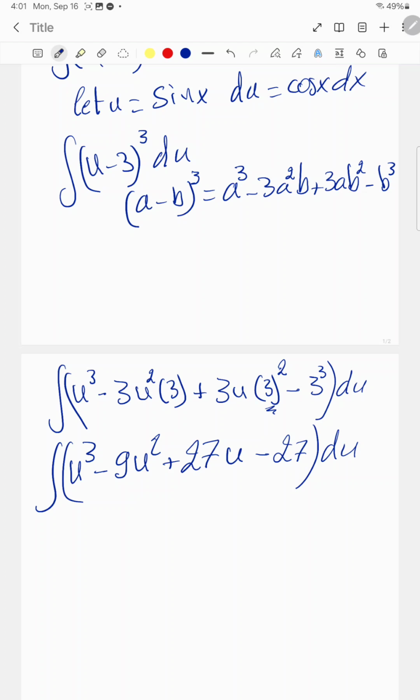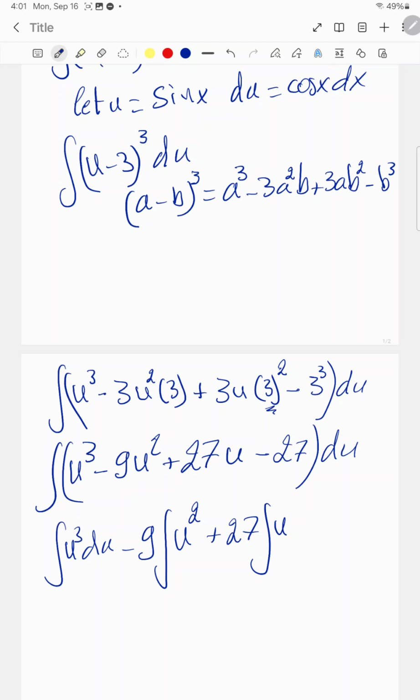And now, because there is a plus between my terms, I can divide it into many integrals. It becomes the integral of u^3 du − 9 times the integral of u^2 du + 27 times the integral of u du − 27 times the integral of du. Whenever there is a constant, I take it outside my integral.